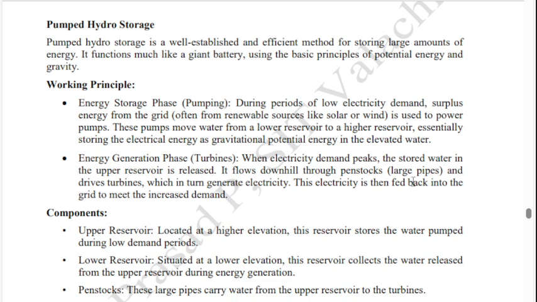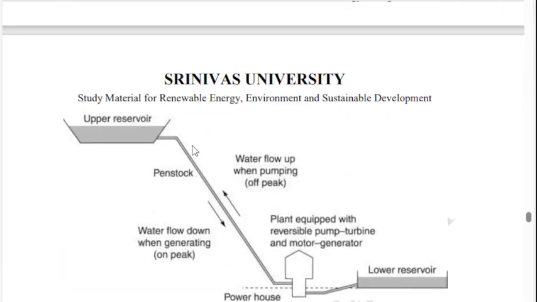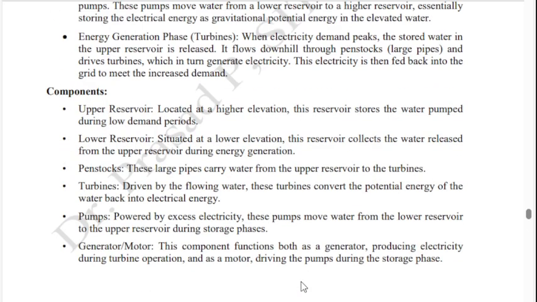So this electricity is then fed back into the grid to meet the increased demand. That means whenever we need electricity, the water from the upper reservoir is allowed to flow through this pipe and makes the turbine rotate and get the electricity.